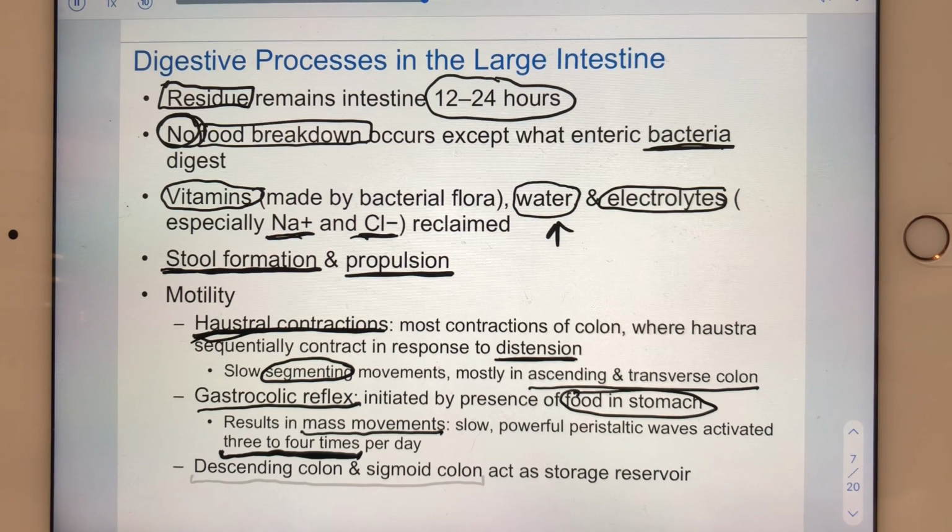The descending colon and sigmoid colon, they much more so act as a complement to the rectum, and the rectum is a storage tank.